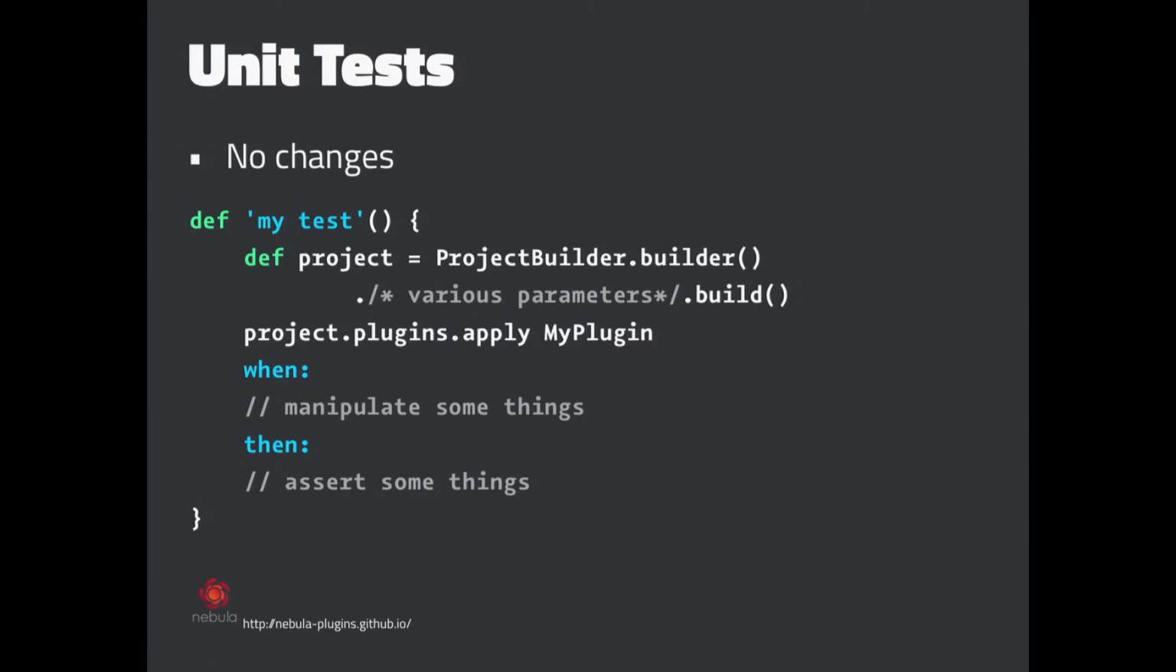All right. So switching to the TestKit. There's no real changes if you're just doing a unit test of your plugin. You're still going to use ProjectBuilder, build up enough of that model to apply plugins, set properties, and make sure the right thing happens. All the big changes are really in the functional tests, or what we used to call integration specs.